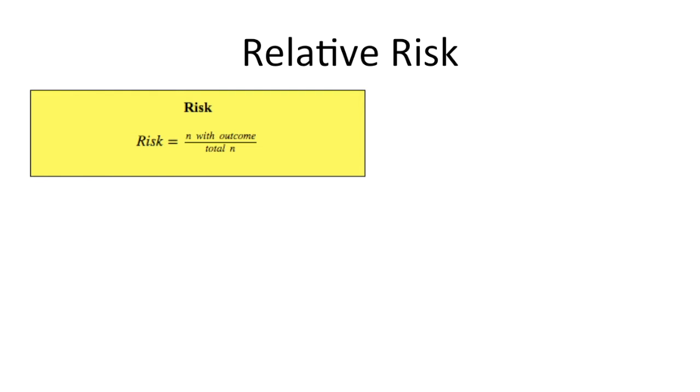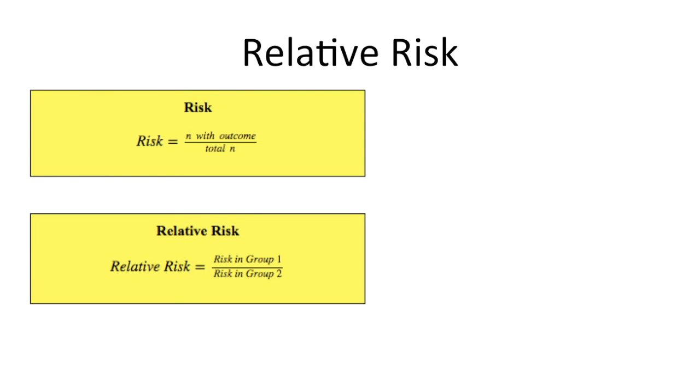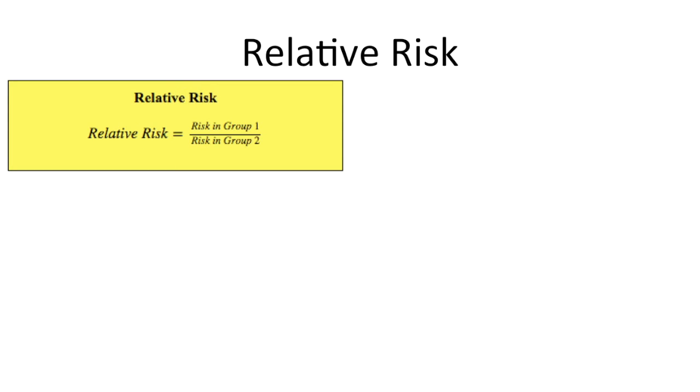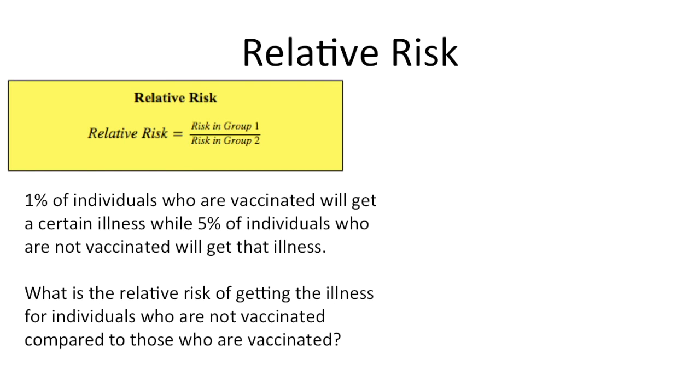Next, let's look at relative risk. So back in lesson 3, you learned how to compute risk. Now we're going to look at relative risk, also known as a risk ratio. It's essentially the ratio of the risk for group 1 to the risk of group 2. Let's look at one example here. 1% of individuals who are vaccinated will get a certain illness, while 5% of individuals who are not vaccinated will get that illness. What is the relative risk of getting the illness for individuals who are not vaccinated compared to those who are vaccinated? The first step is to find the risk in the two groups.